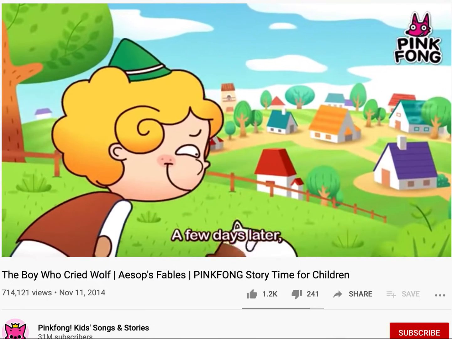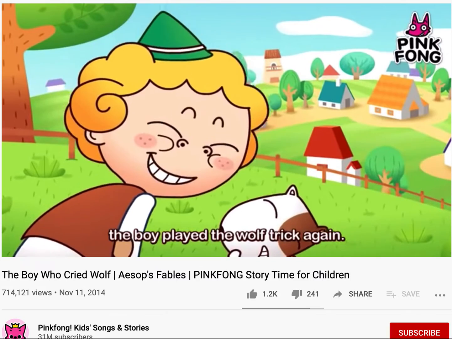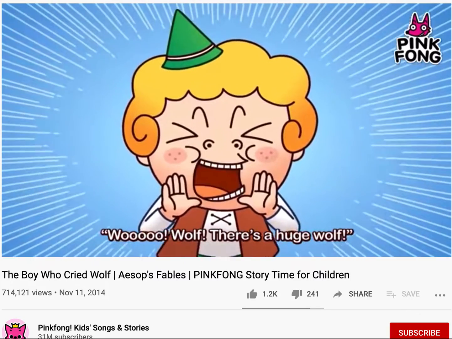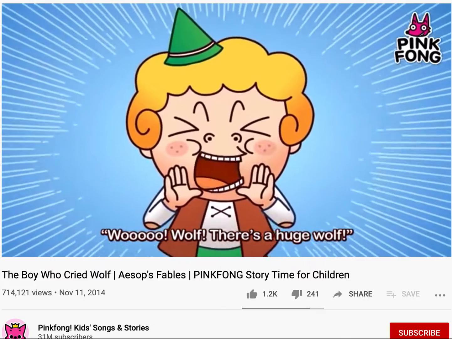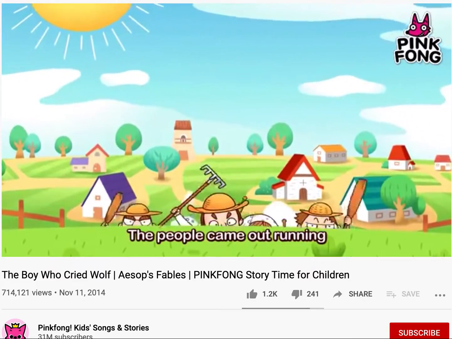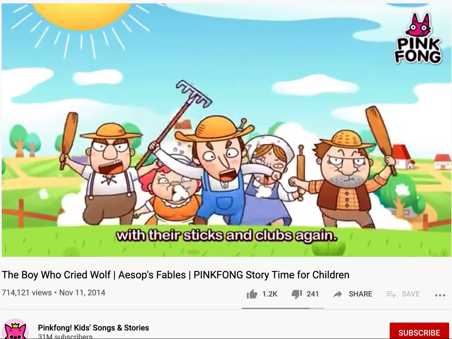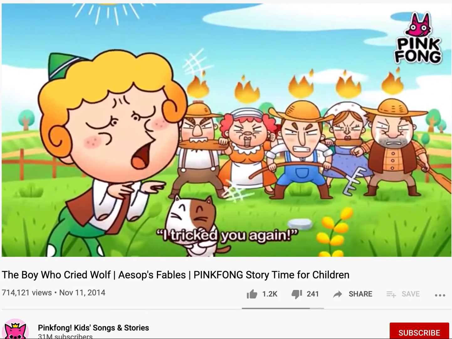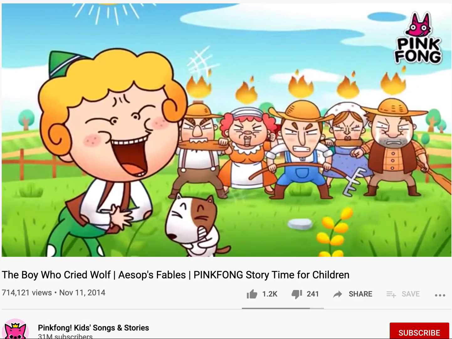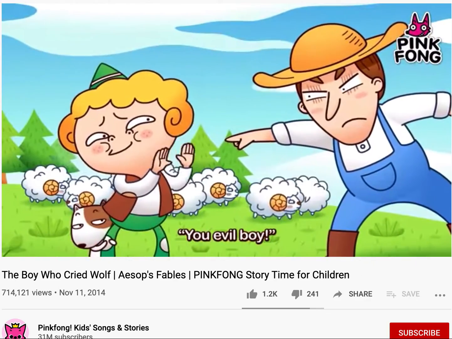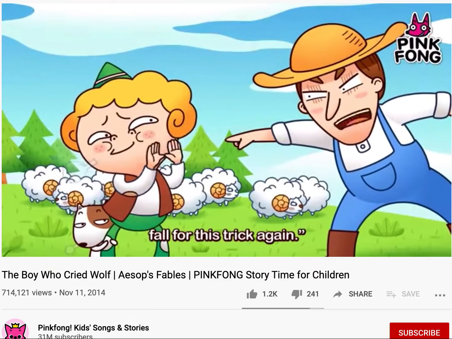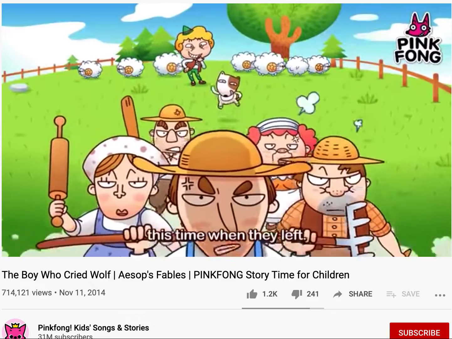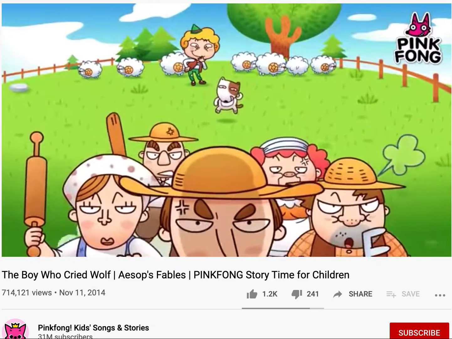A few days later, the boy played the wolf trick again. Wolf, wolf, wolf, there's a huge wolf! The people came out running with their sticks and clubs again. I tricked you again. You evil boy. We're never going to fall for this trick again. The people were even more furious, this time when they left.